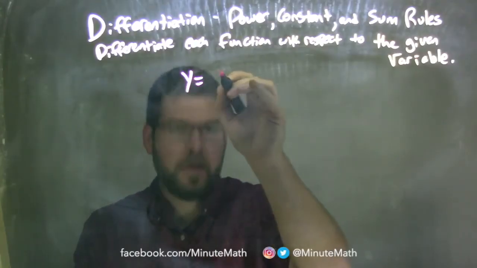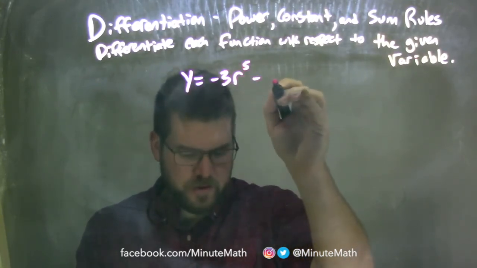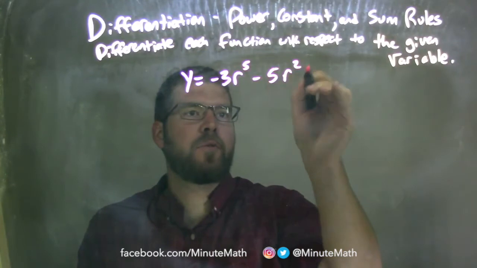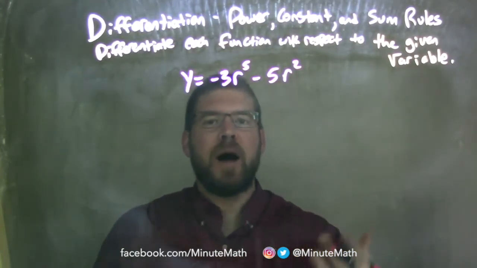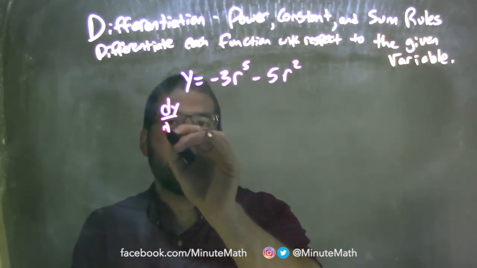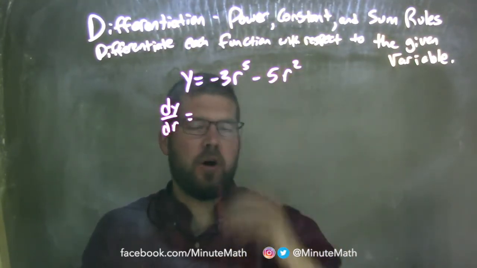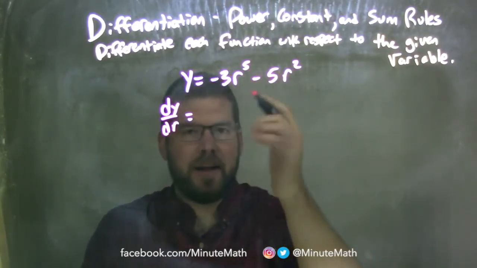Y equals negative 3r to the 5th power minus 5r squared. Okay, so my given variable here is r. So when I derive this, my dy over dr, with respect to the r variable, I'm going to be using the power rule. So the power rule still applies just like any other variable.